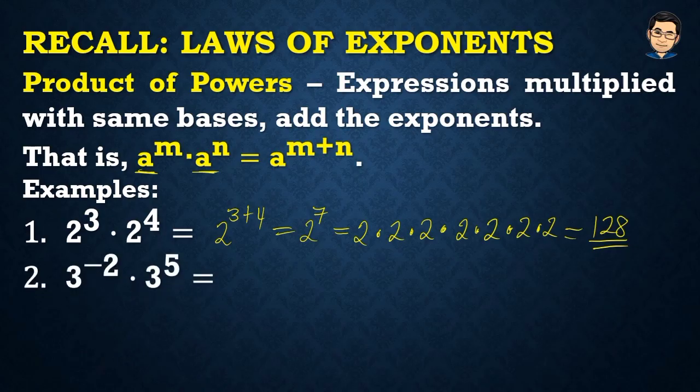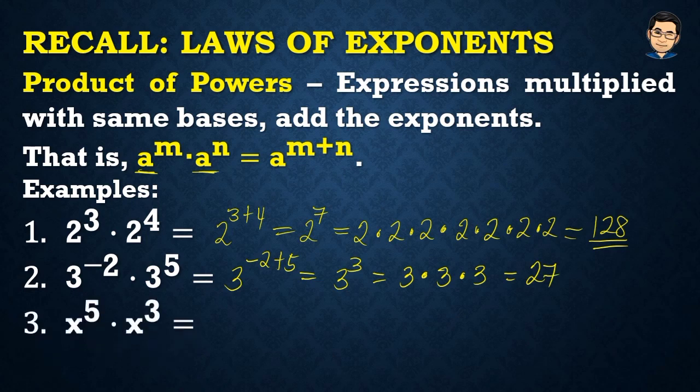Next example, 3 raised to negative 2 times 3 raised to 5. So, ang gagawin lang natin dito ulit, add natin yung mga exponents kasi same bases naman. So, negative 2 plus 5, that is 3. So, 3 cubed. So, 3 cubed can be written as 3 times 3 times 3 equals 27.